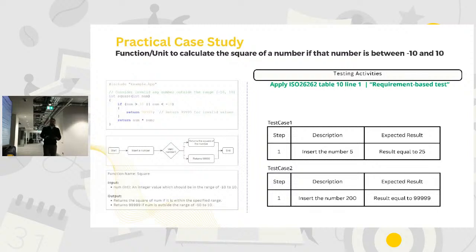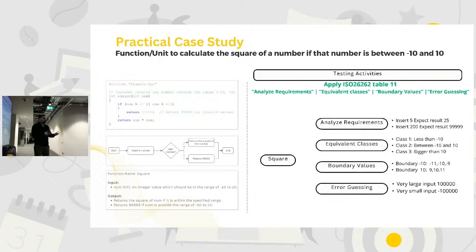So let's apply the first one: ISO 26262 requirement-based testing. We have the requirements that say, okay, if I insert a valid number, return the square. If I insert a wrong number, return error. Done. Test case 1, insert 5, receive 25. Insert 200, receive error code. I cover the requirements, correct? It's applying ISO 26262 first table 10, line 1.